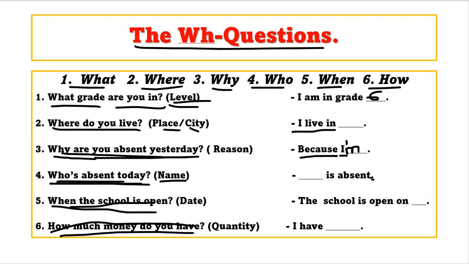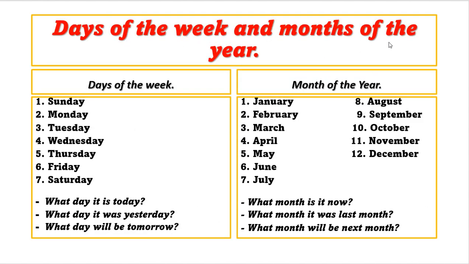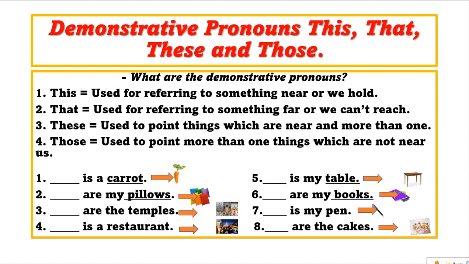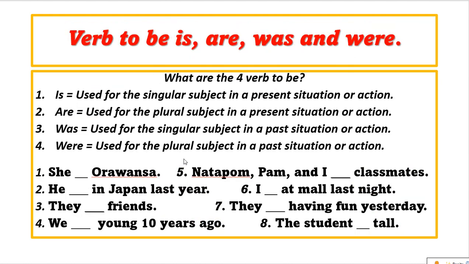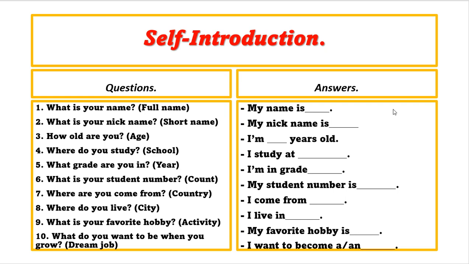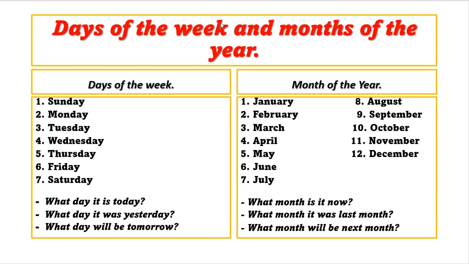And then now we will have the days of the week and months of the year. We will have a review for the days of the week, months of the year, demonstrative pronouns, and verb to be, was, and where. So if we can go to that self-introduction, we will go. Right now we will have the days of the week. Without any further discussion, we will start it.